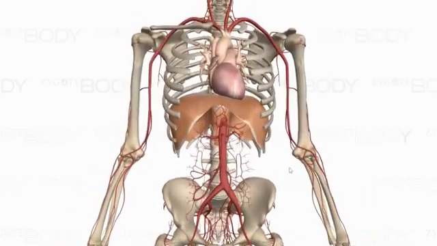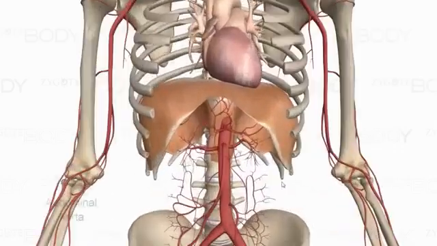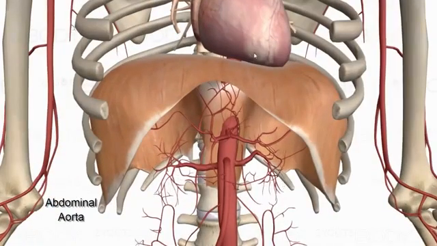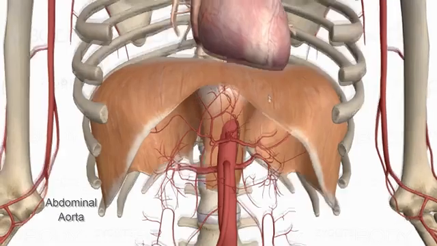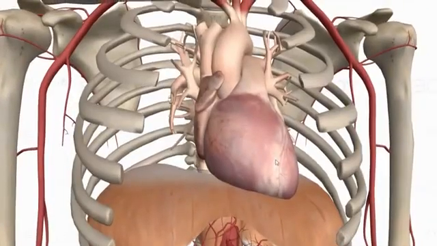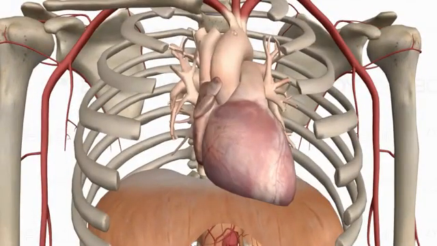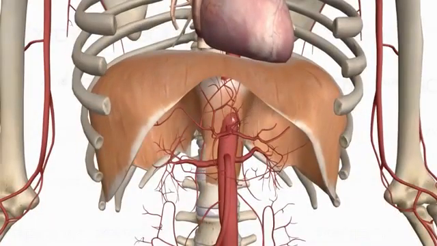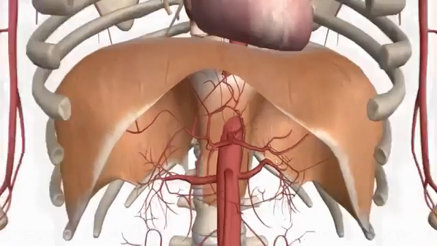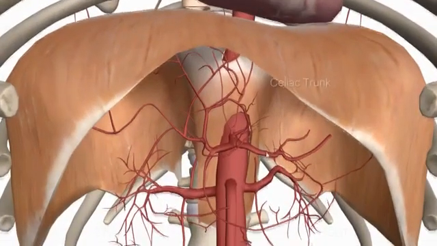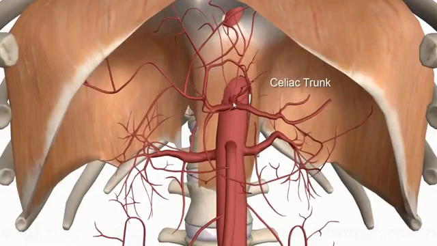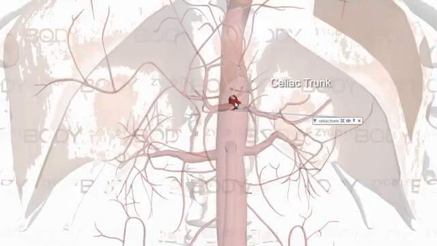Now let's take a look at the abdominal aorta as it pops through the diaphragm. Okay, so again we start off with the ascending aorta, the aortic arch, the descending aorta. Once it pops through the diaphragm, it becomes the abdominal aorta. And the first major branch here is going to be what's called the celiac trunk. So right here is going to be the celiac trunk.